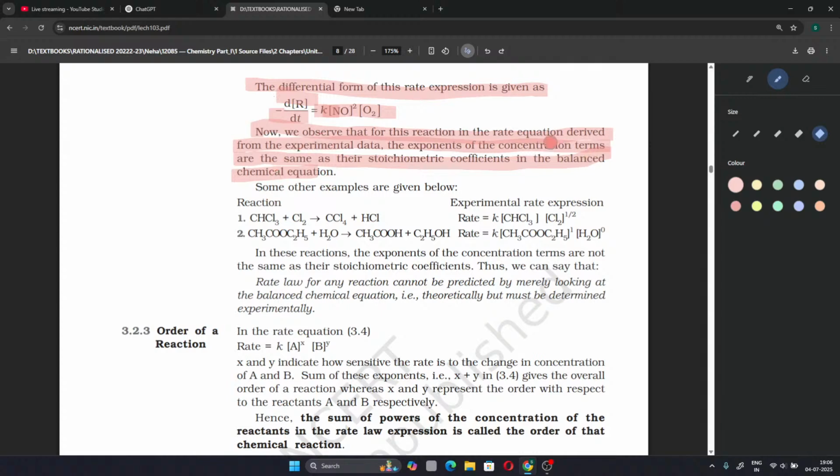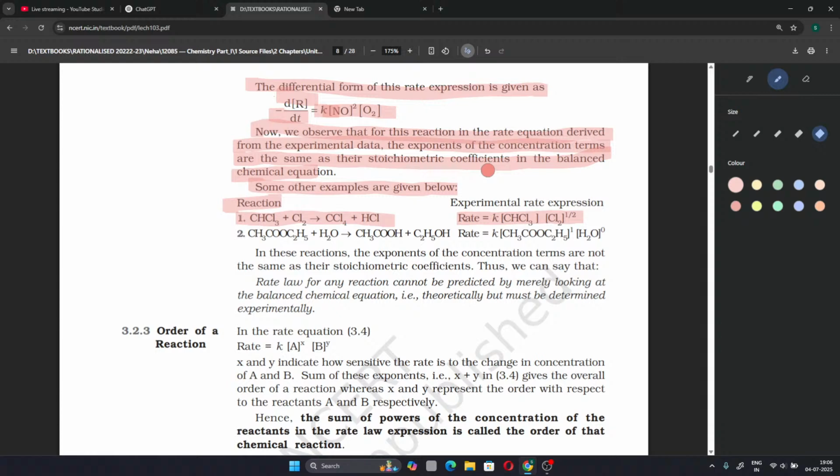Now we observe that for this reaction, the rate equation derived from the experimental data, the exponents of the concentration terms are same as their stoichiometric coefficients in the balanced chemical reaction. Some other examples are given below. Reaction: chloroform plus chlorine gives carbon tetrachloride plus HCl. Here the rate is CHCl3 to the power 1 and chlorine to the power 1 by 2. Here the stoichiometric coefficient of chlorine is 1, but we took the power as 1 by 2. That is exactly what the NCERT said. It doesn't need to be the same.